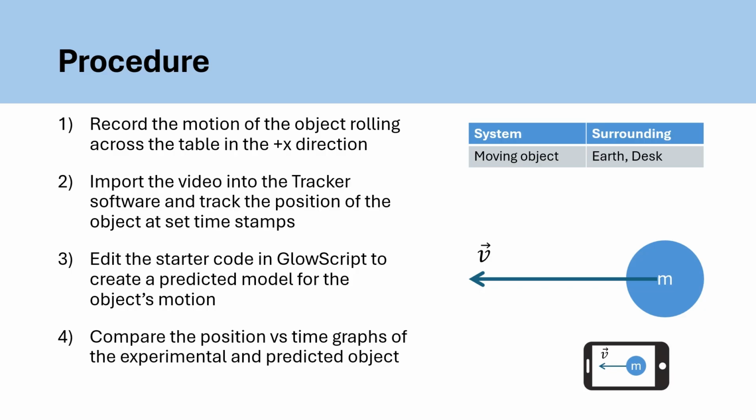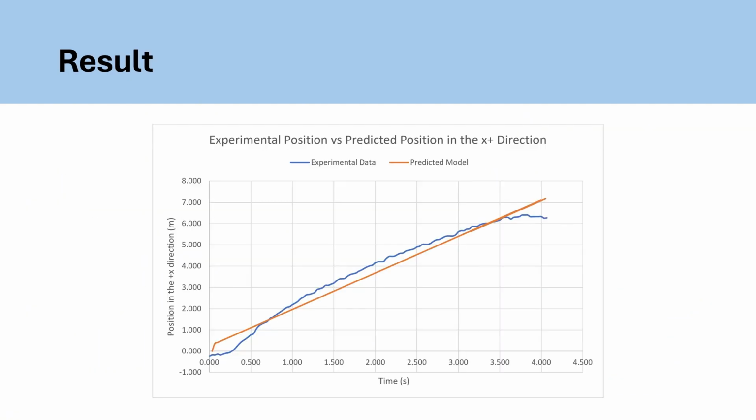As you can see here, this will be the setup. The system will be the moving object, and the surrounding is the desk. As a result, this is our position versus time graph. The experimental graph is a little rigid, that's probably due to errors, and the predicted model is a straight linear line. And we will explain how this happens.